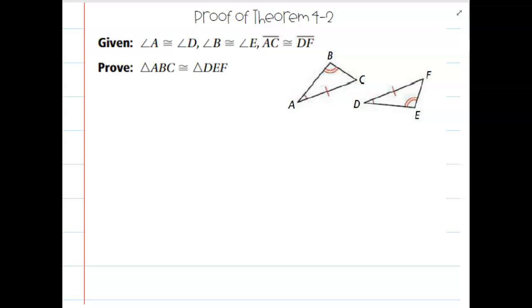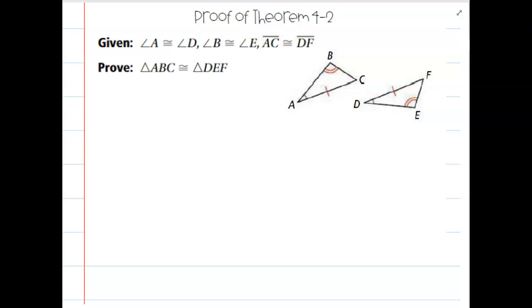So let's think about the information that we know, because I'm a big game plan kind of person. You guys know that, okay? So what I have right now, I have angle A congruent to angle D. They tell me that. Angle B congruent to angle E, and then I have AC congruent to DF. Okay, to use side, side, side, I need to be able to say with reason that all three sides are congruent. And I know AC is congruent to DF, but I know no other information about the sides. So I probably can't use side, side, side.